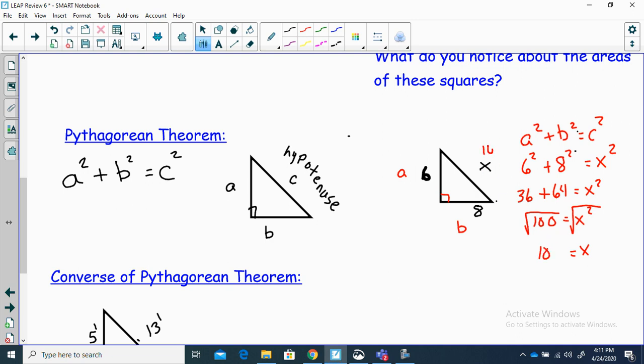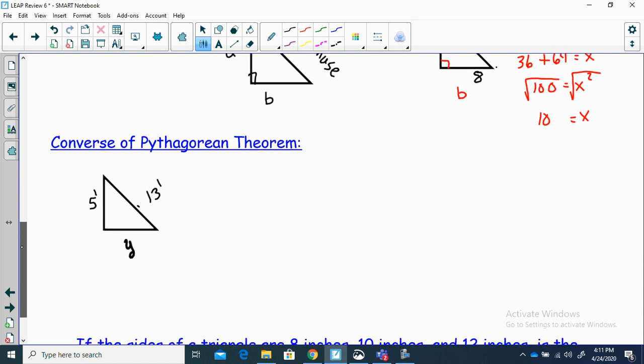This side is 10. That makes sense because the side across from the right angle is always going to be bigger than the other two sides. And we found it using Pythagorean theorem. If you have a right triangle, you can find side lengths using Pythagorean theorem.